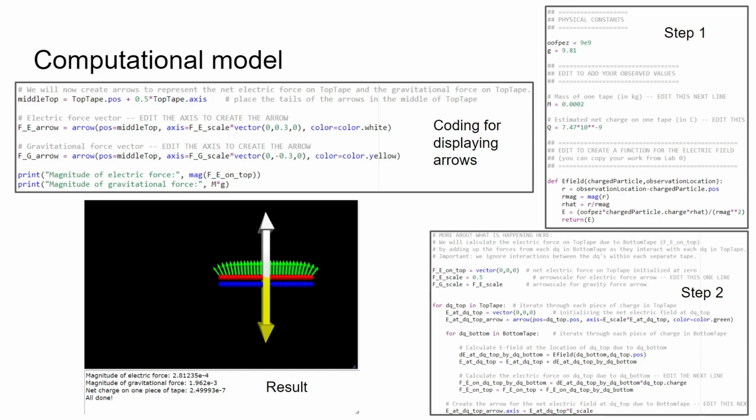Then, iteration of the electric field and Coulomb's law formulas was used to calculate the electric force on each charge in the top tape due to each charge in the bottom tape, as well as create arrows representing the electric force on each point of charge in the top tape. Finally, the net electric force on the top tape was found by adding together all the iterations. This was displayed as an arrow, along with gravitational force. The electric force was found to be 2.812 times 10 to the negative 4 newtons. The magnitude of the charge on one piece of tape was found to be 2.5 times 10 to the negative 7 coulombs.